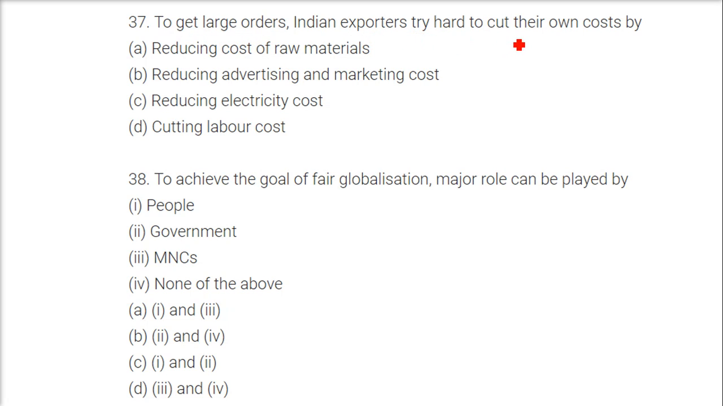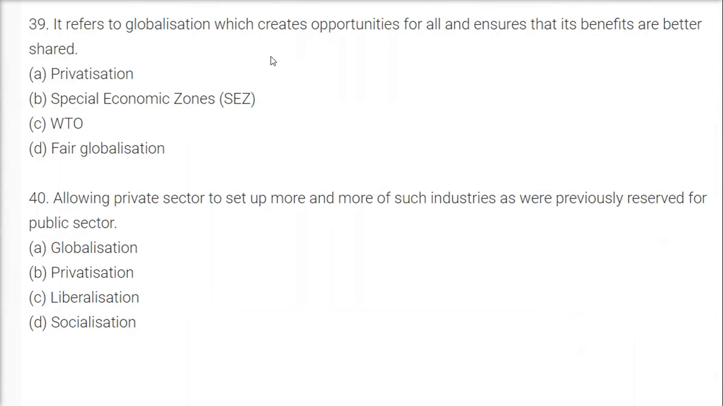To get large orders, Indian exporters try hard to cut their own cost by cutting the labor cost. To achieve the goal of fair globalization, a major role can be played by, the answer is people and government. So the answer would be 1 and 2. So it is C. 38 is C.